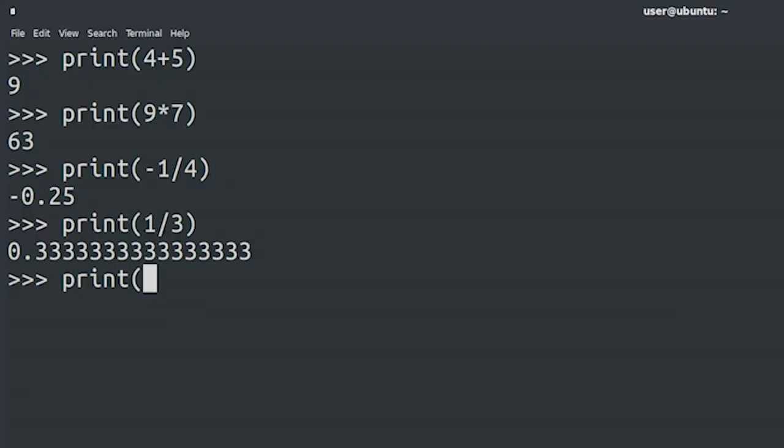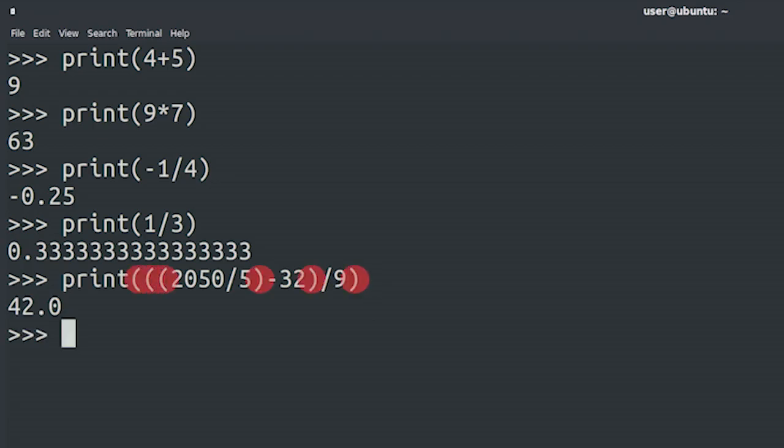Let's give the computer something a bit trickier. Let's say we want to divide 2050 by 5, then subtract 32, and then divide the result by 9. To do this, we'll need to use parentheses, just as we do in typical math problems.